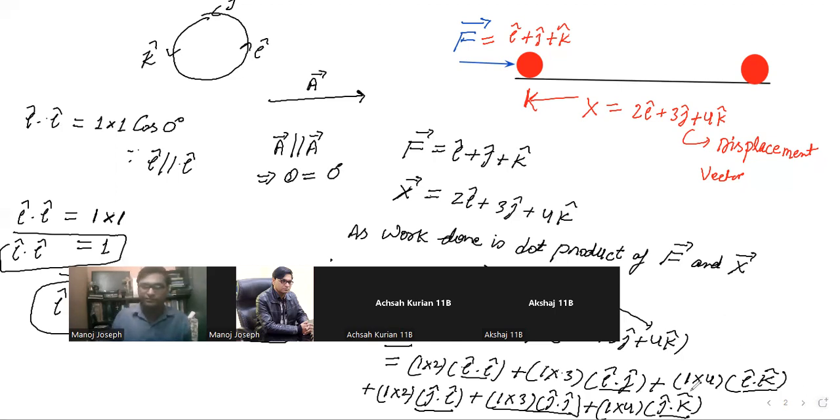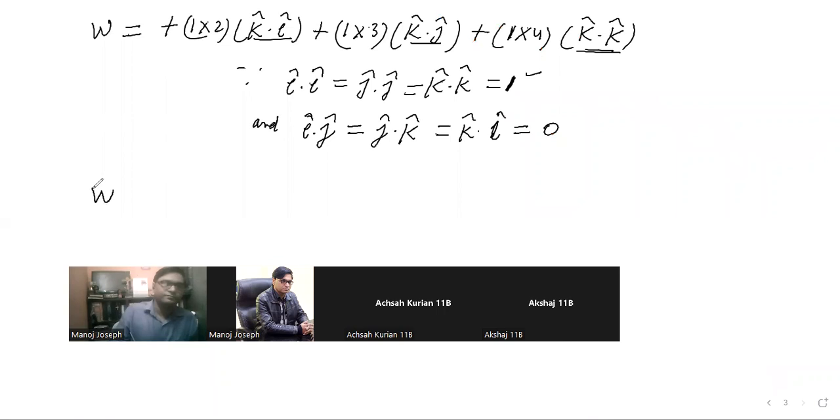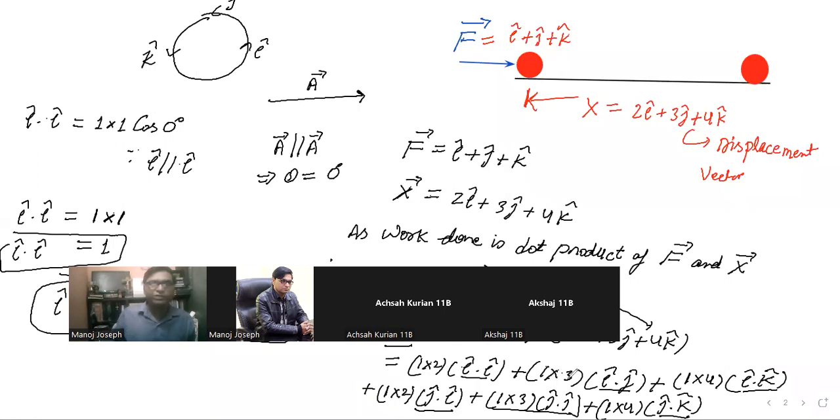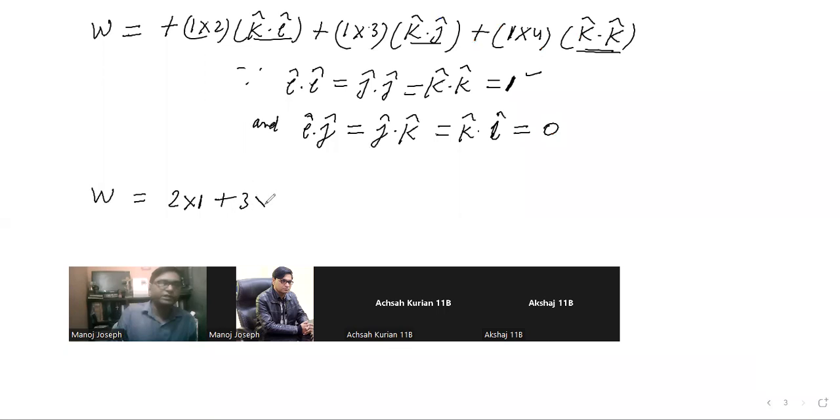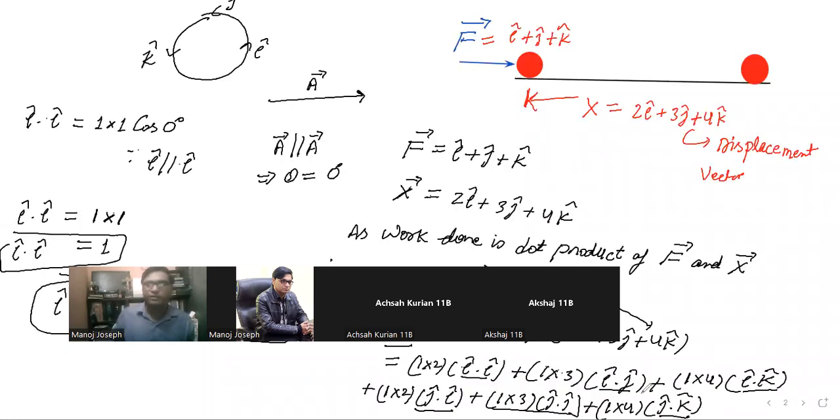So now calculating it. 1 into 2 is 2 and I dot I is 1. Next step is 1 into 3 is 3 but I dot J is 0. And the third step, 1 into 4 is 4 but I dot K cap will produce 0.